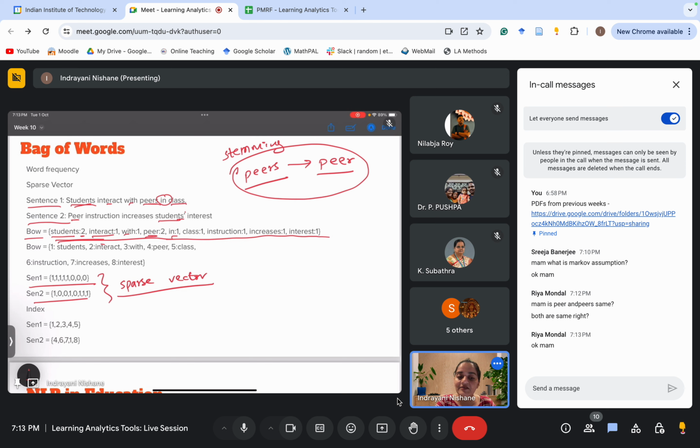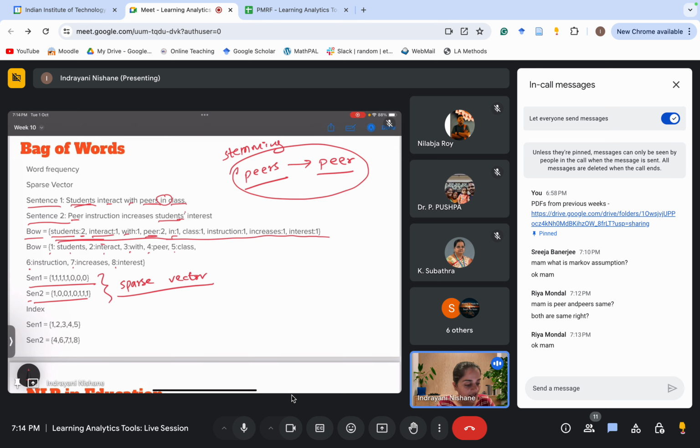So this is how we will make a list of all the base words or root words which are part of the sentences, and how many times each word has occurred. And now what we will do is assign an index. We will index these words. So first word is student, second word is interact, third word is with, fourth peer, 5 class, 6 instruction, 7 increases, and 8 interest. So now we have an index associated with every word.